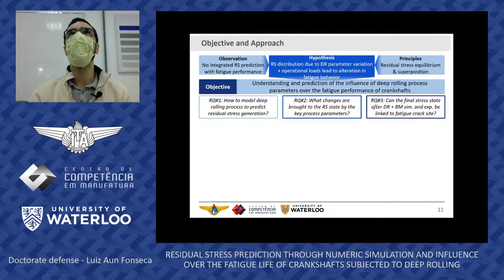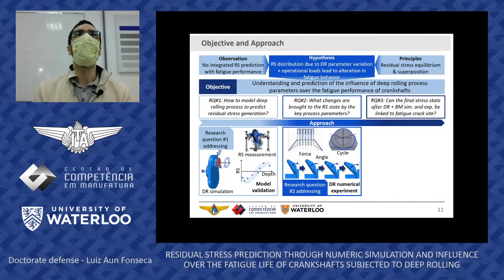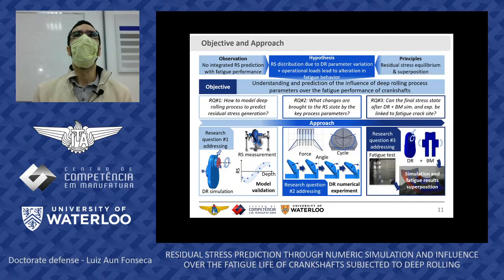So in order to respond to these 3 questions, we have used an approach here for the first one, where we created a model for the process, did some residual stress measurements in order to validate that model. That was extensively used for the second research question, where we have done a numerical experiment varying some of the deep rolling key process parameters. And finally, for the third research question, we have congregated fatigue tests with the results from the simulation of deep rolling plus bending moments into a single way to analyze those results and get some correlation.